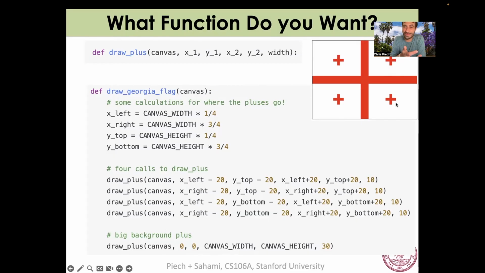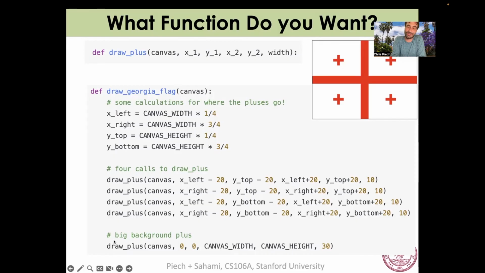Now, as I said, the math isn't really the point, and there is a little bit of math that went into figuring out exactly where to put each of these pluses. The point really is the breaking down of a big problem to smaller ones. But necessarily, each plus had a different location. So it was imperative that when I defined draw plus, I had the mechanism for it to take in the different locations where I'd want to draw it.